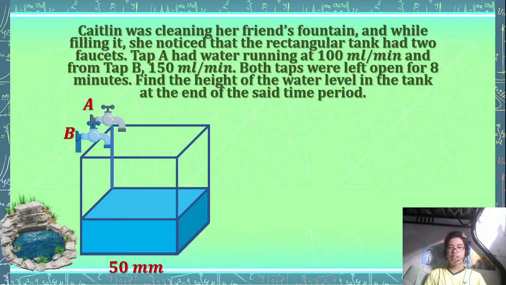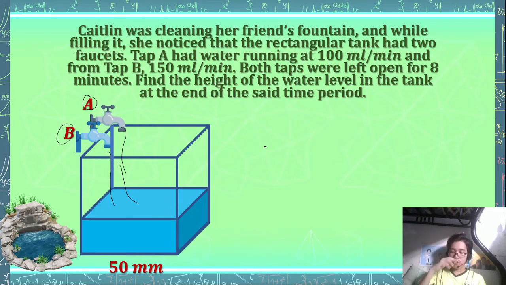Caitlin was cleaning her friend's fountain, and while filling it, she noticed that the rectangular tank had two faucets. Tap A had water running at 100 milliliters per minute, and tap B had water running at 150 milliliters per minute. Both taps were left open for 8 minutes. Find the height of the water level in the tank at the end of the set period.